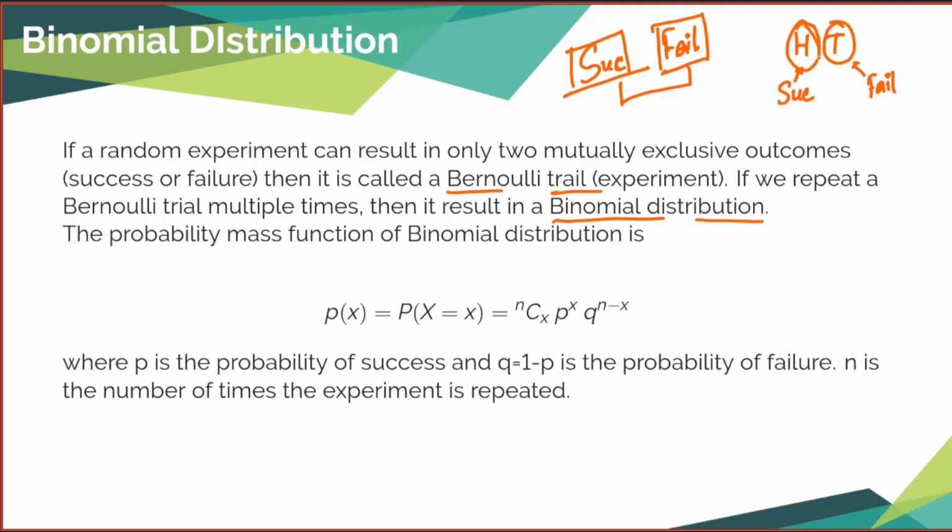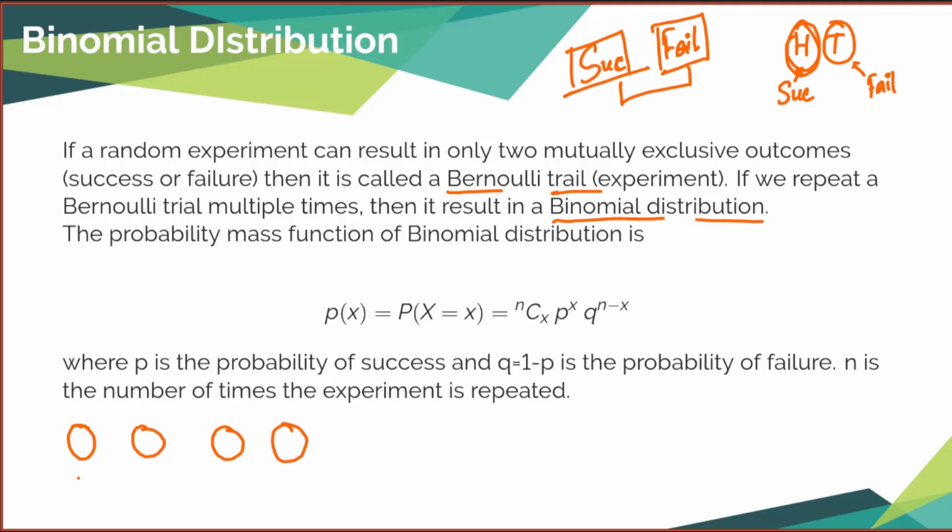So for me, head is the event of interest. So this experiment, tossing a coin, will be a Bernoulli experiment, right? Now if I repeat the experiment multiple times, suppose I have tossed the same coin 4 different times. Every toss can lead to either success or failure, right?